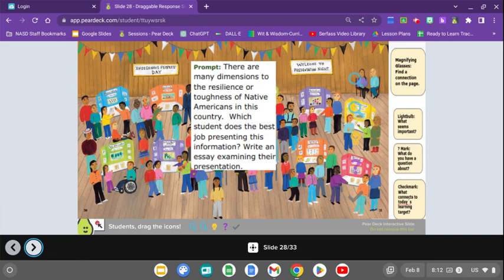So, a reminder of the prompt and that we're judging these different presentations. It's like we're one of the judges tonight. There are many dimensions to the resilience or toughness of Native Americans in this country. Which student does the best job presenting this information? Write an essay examining that presentation. Let's go to slide 29.